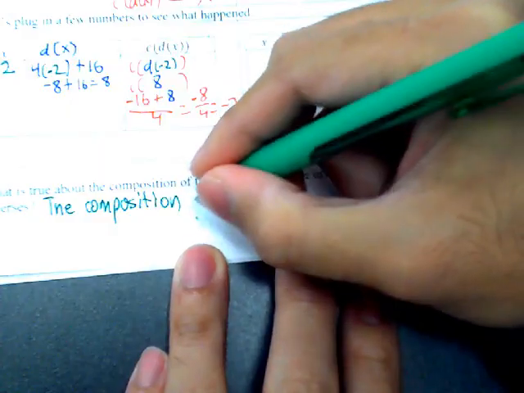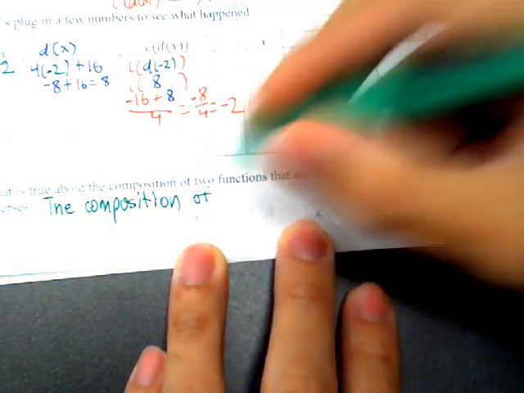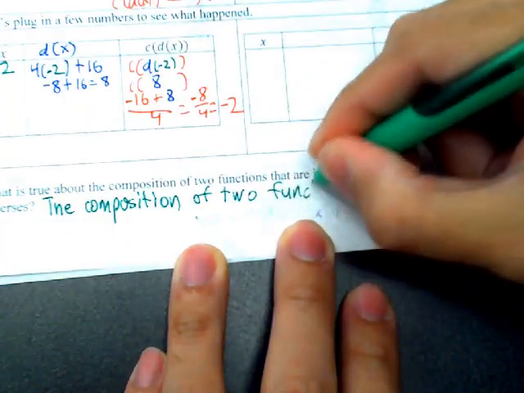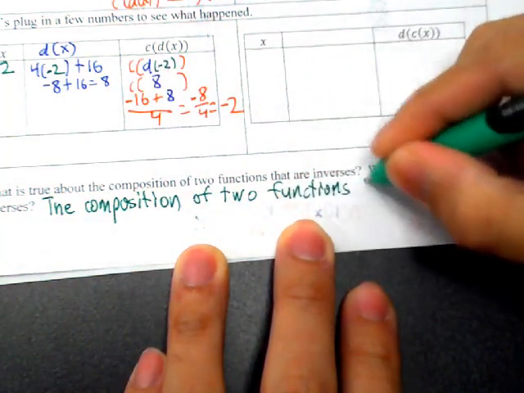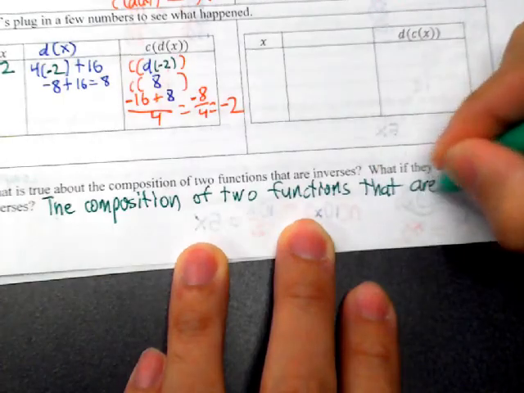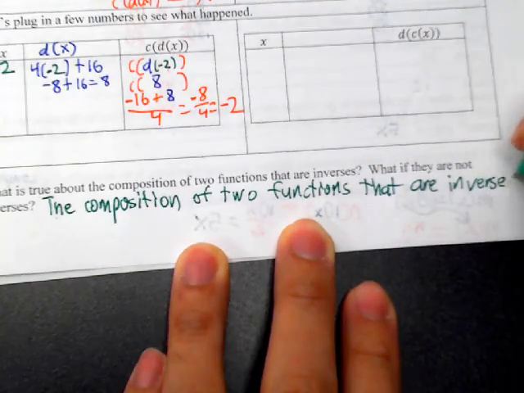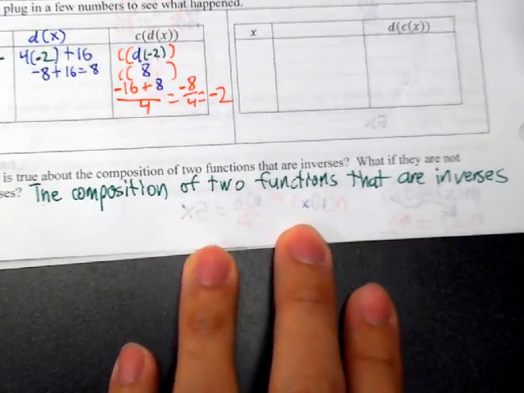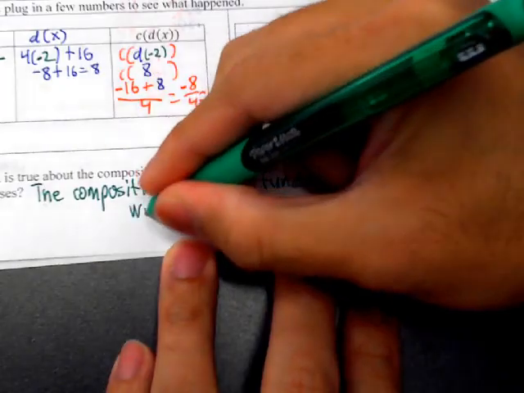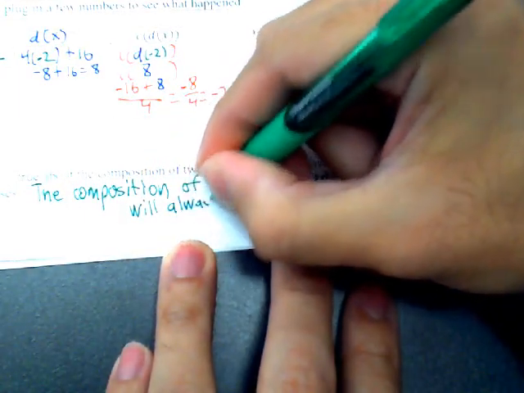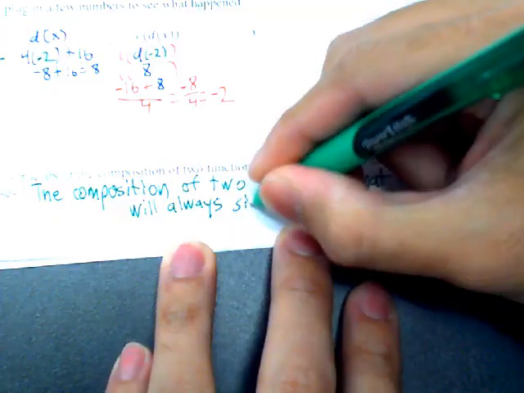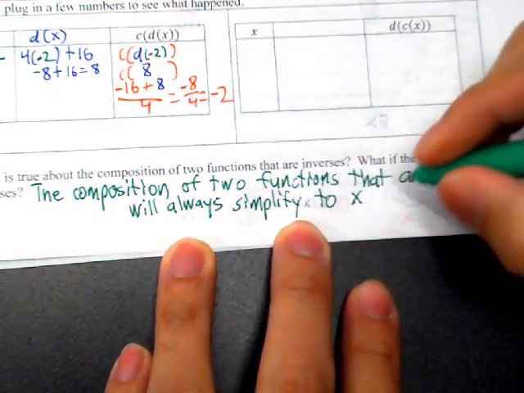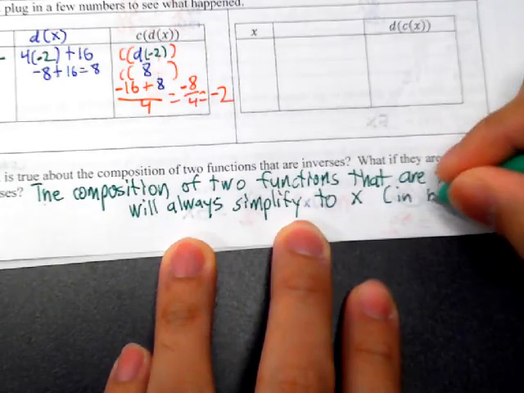The composition of two functions that are inverses will always simplify to x. I'll add this is true in both orders. As we saw above, whether we do c of d of x or d of c of x, the composition of two functions that are inverses will always simplify to simply x.